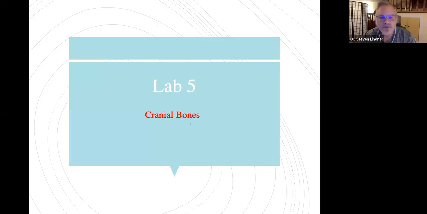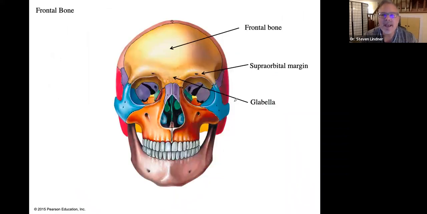Okay, in this short video, we're going to be looking at cranial bones. So let's take a look at the skull from the front. This portion right here is the frontal bone. Where the eyebrow goes is the supra, right? Supra means above, orbit. We know orbit is the eye, supraorbital margin. Okay, that's this entire ridge that's right here, supraorbital margin.